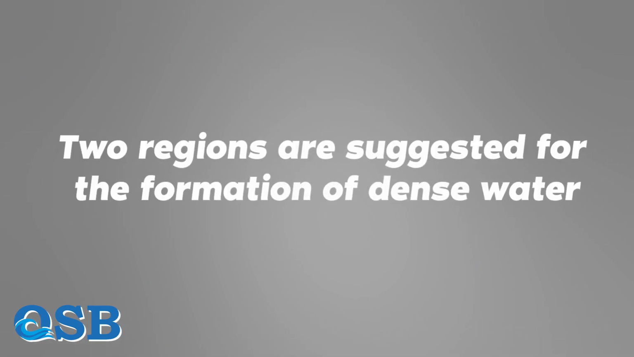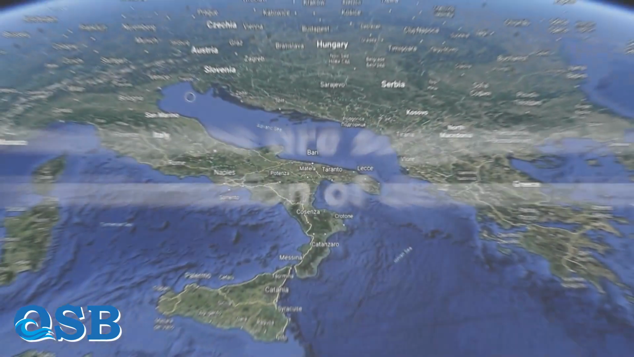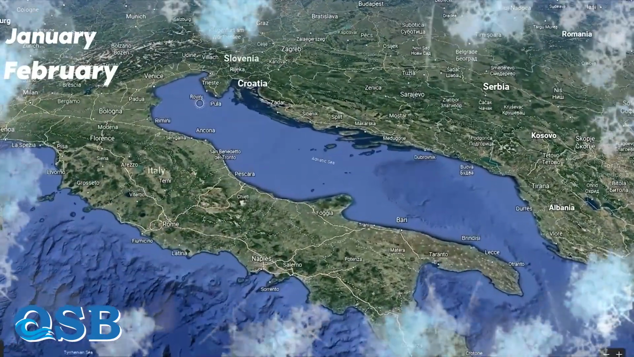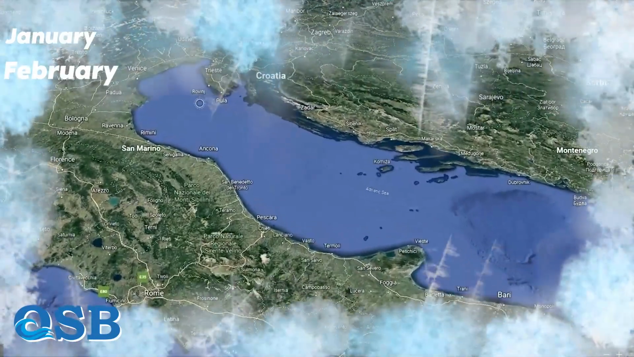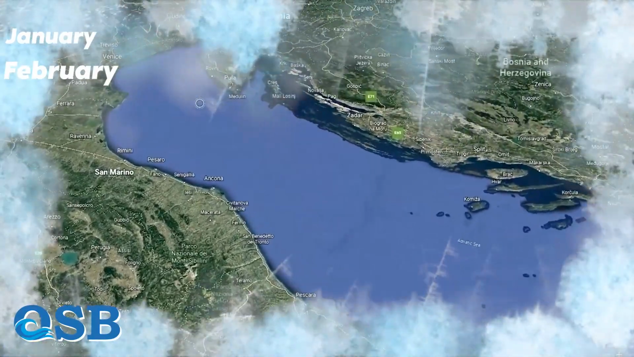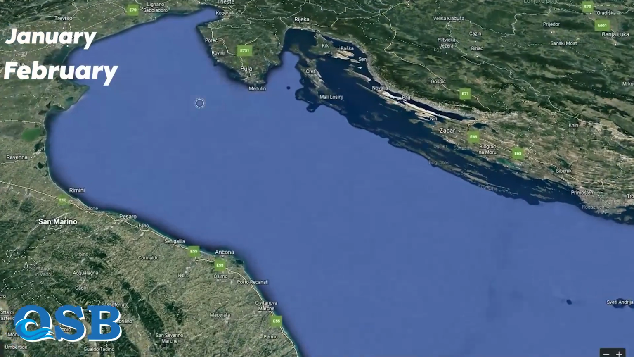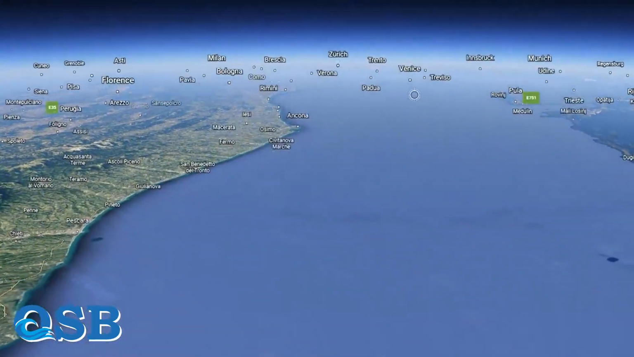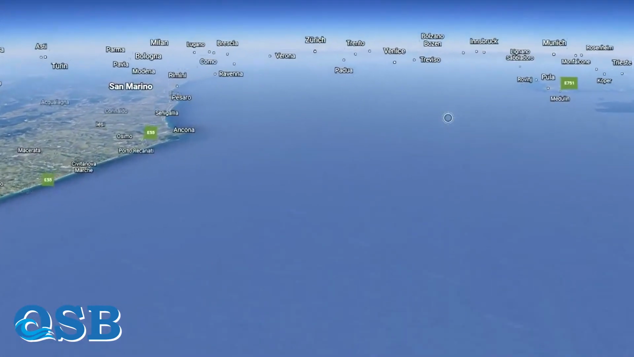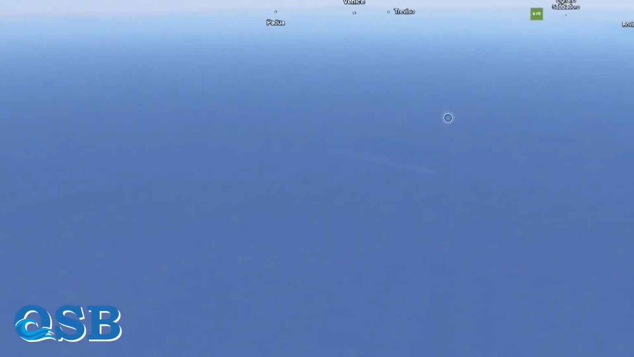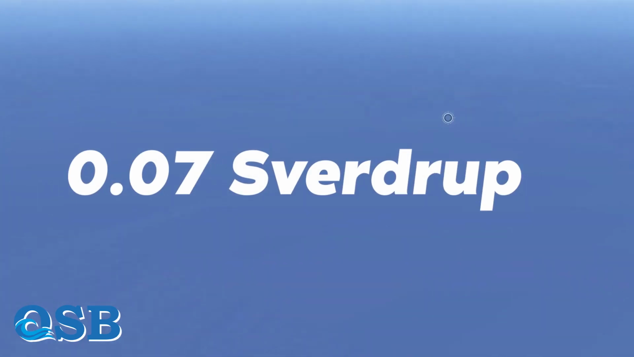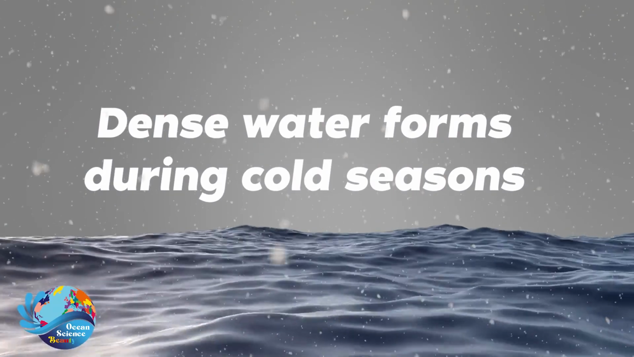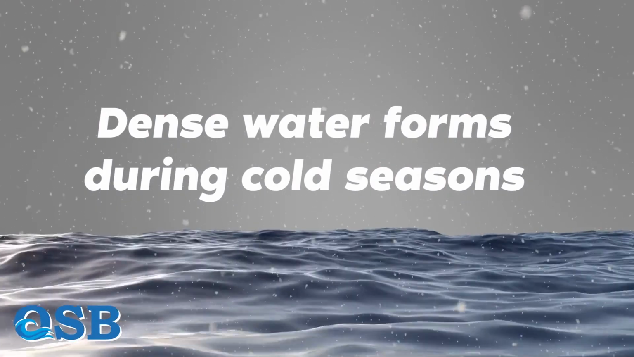Two regions are suggested for the formation of dense water. During January and February, the northern Adriatic shelf experiences dry and cold air temperatures caused primarily by Bora winds, leading to surface cooling and evaporation. As a result of this process, the surface density and vertical mixing are increased. The estimation shows that the rate of northern Adriatic dense water formation can be 0.07 sverdrup. Dense water forms during cold seasons in the shallow part of the northern Adriatic and then moves southward.